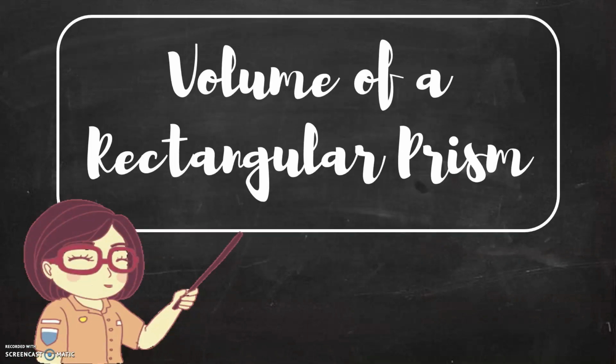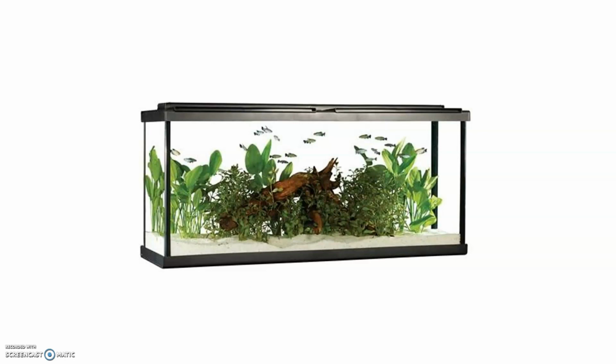Our topic for today is about volume of a rectangular prism. Here is an example of a rectangular prism. A rectangular prism is a three-dimensional figure because it has length, width, and height. Now remember from our previous lesson that a three-dimensional figure is being measured using the quantity called volume.